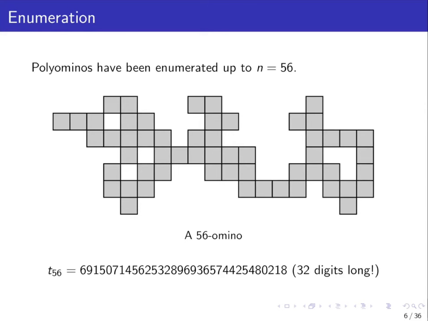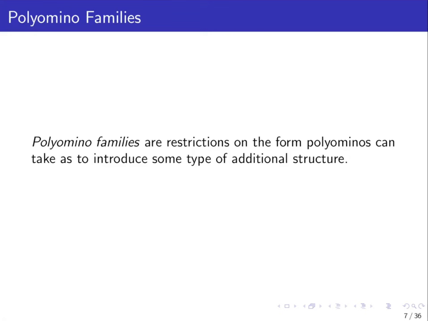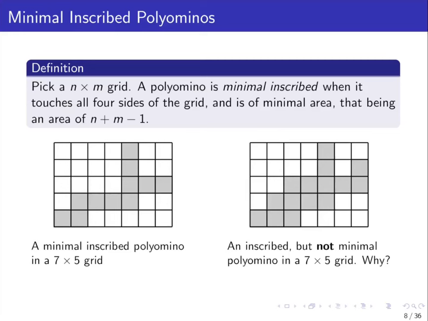So what do? If we still are interested in studying these objects, we instead start studying what are called polyomino families. But what are those? Polyomino families are restrictions on the form polyominoes can take as to introduce some type of additional structure. The rest of this presentation will study a polyomino family that I studied as part of my undergraduate thesis, the minimal inscribed polyominoes. To construct a minimal inscribed polyomino, start by picking an n by m grid. A polyomino is minimal inscribed when it touches all 4 sides of the grid and is of minimal area, that being of area n plus m minus 1.